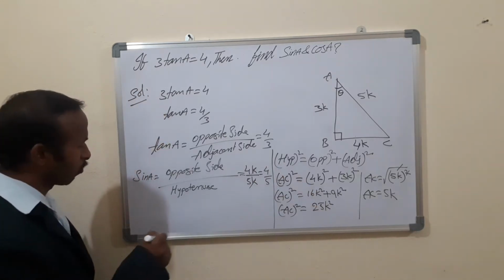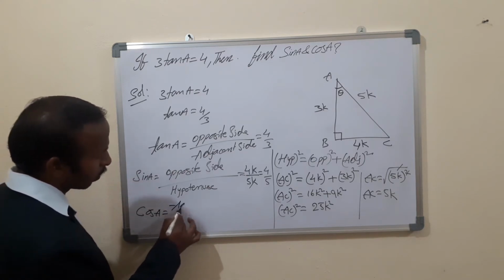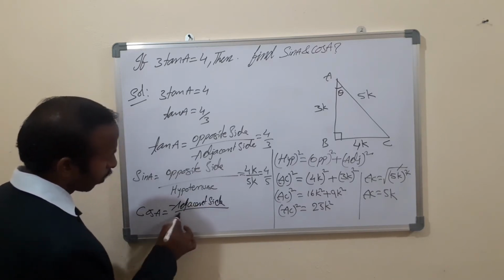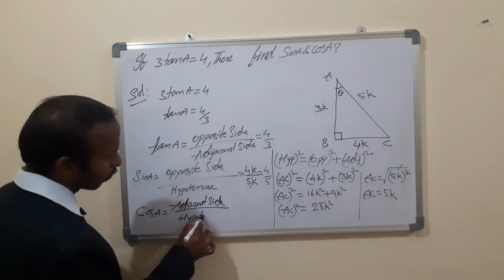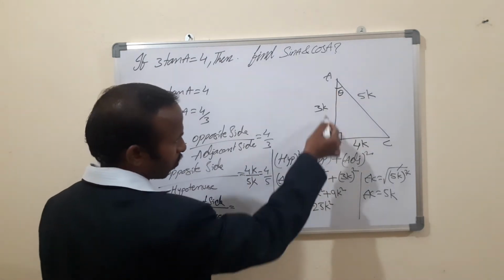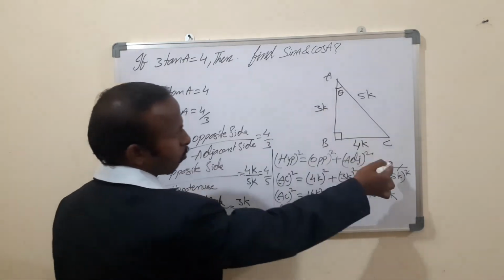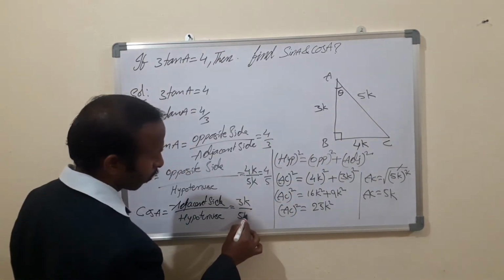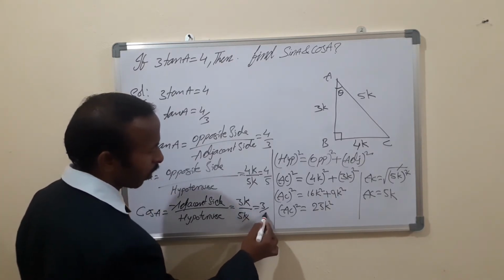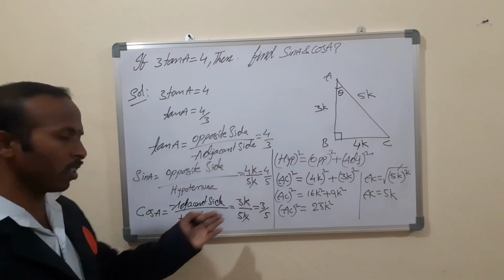Next, value of cos A. What is the cos formula in terms of sides? Cos A equal to adjacent side by hypotenuse, that is equal to adjacent side to the theta. Adjacent is AB. That is 3k by hypotenuse. Hypotenuse is how much? That is 5k. K gets cancelled. The value is 3 by 5. Finally, the value of sin A is 4 by 5. The value of cos A is 3 by 5.